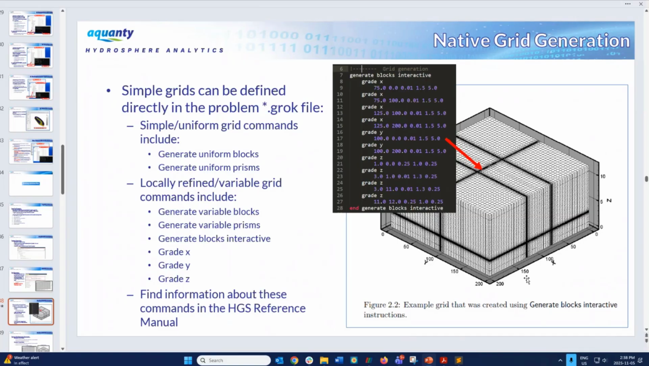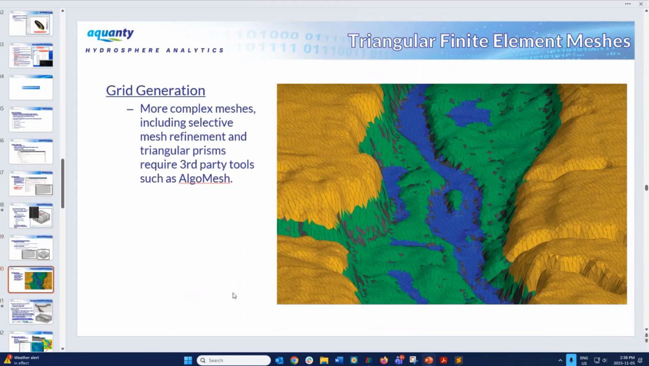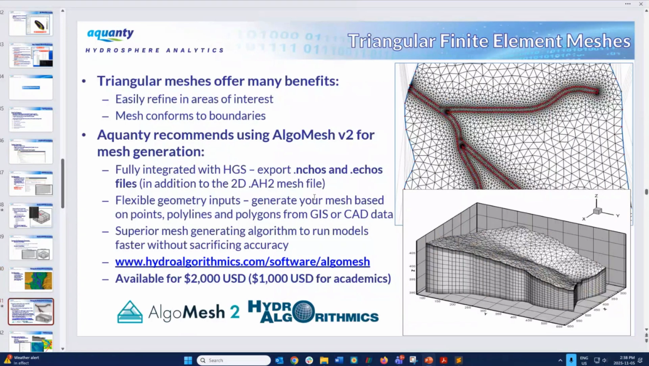So these can be really helpful if you have a model that is perhaps limited in scope and doesn't have any irregular shapes or boundaries that need to be applied to it. More often than not, though, you can define these sort of simple grids directly in HydroGeoSphere, but you'll need to use a triangular element mesh in order to represent irregular geometries. So that's again where AlgoMesh comes in.